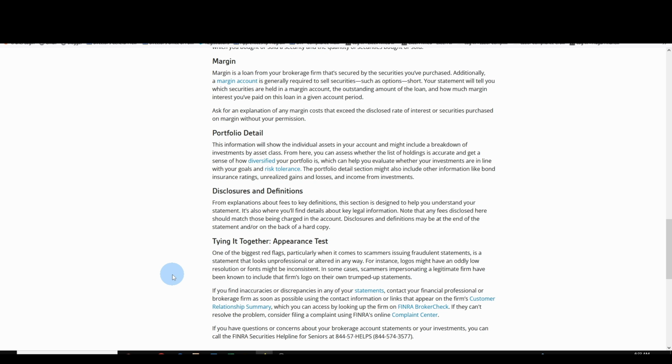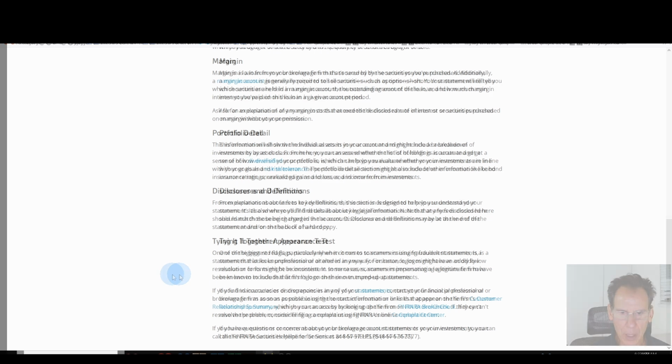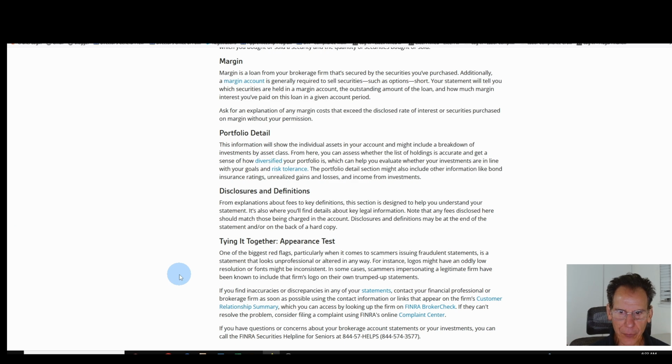If you find inaccuracies or discrepancies in any of your statements, contact your financial professional or brokerage firm as soon as possible using the contact information or links that appear on your firm's customer relations summary, which you can access by looking up the firm on FINRA's BrokerCheck. If they can't resolve the problem, consider filing a complaint using FINRA's online complaint center.